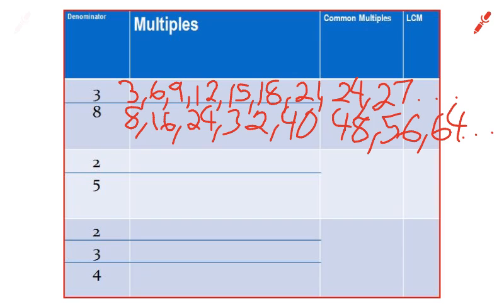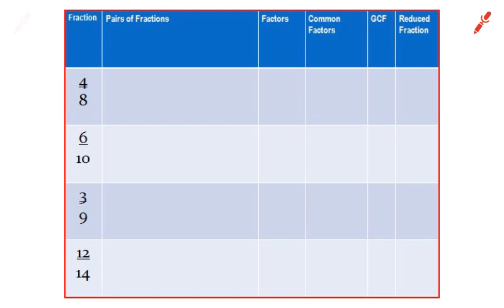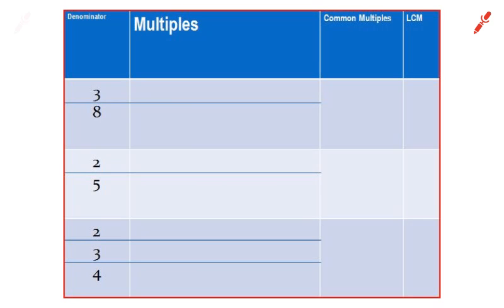Ashley? 24. Yeah, because we have 24 here, 24 here, and what else? And 48. 48 would be another common multiple if we were to keep going on this line. So I want you to write in your common multiples. And I need to get it off the screen so that we can write it in there. Our common multiples, like Ashley just said, are 24 and 48.